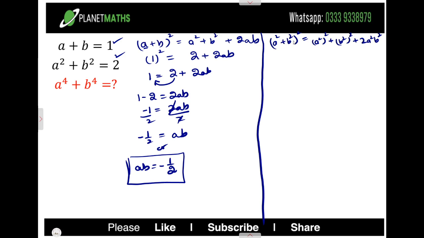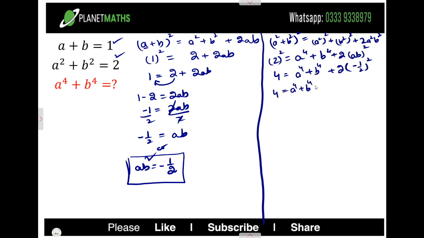Now put the value of a square plus b square, which is 2 square. Now from here 2 into 2 we get a4 plus b4 plus 2. We can write a square b square as (ab) whole square in this way, right? Now 2 square is equal to 4. We know the value of ab, which is minus 1 over 2. So replace ab with minus 1 over 2.